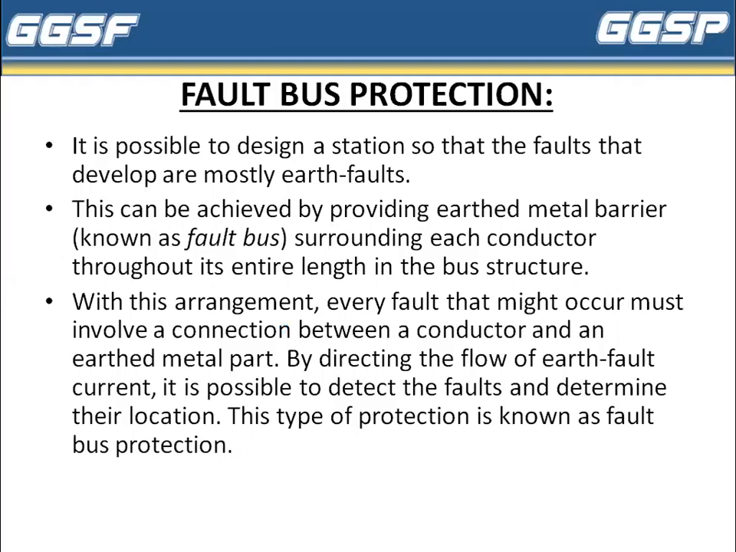Fault bus protection. It is possible to design a station so that the faults that develop are mostly earth faults. This can be achieved by providing earthed metal barrier known as fault bus surrounding each conductor throughout its entire length in the bus structure. With this arrangement, every fault that might occur must involve a connection between a conductor and an earthed metal part. By directing the flow of earth fault current, it is possible to detect the fault and determine their location. This type of protection is also known as fault bus protection.